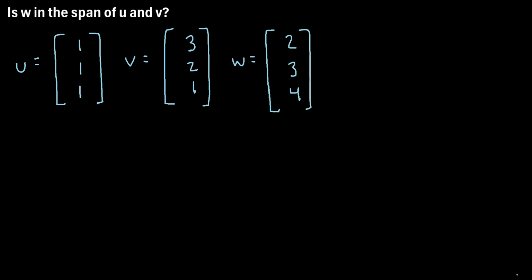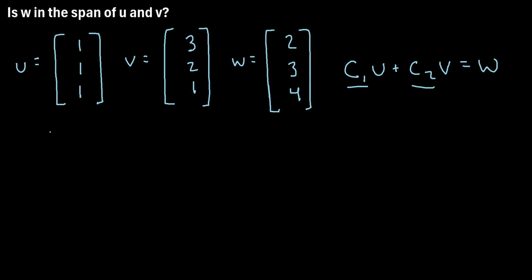In this video, we will talk about how to determine if one vector is in the span of other vectors. So let's say we have the vectors u, v, and w, and we want to know, is w in the span of u and v? Well, another way to phrase that is, can w be written as a linear combination of u and v? Or in other words, can we write c1 times u plus c2 times v is equal to w, where c1 and c2 are just constants?